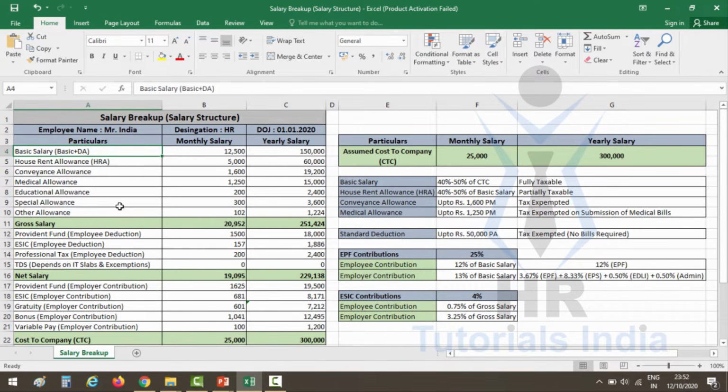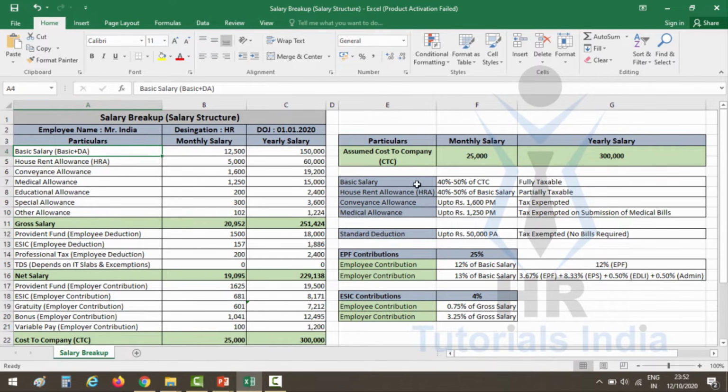I have taken a few salary breakups which are followed in most of the companies. Basic salary, in government companies, is calculated as basic salary and DA. But in most private companies, basic plus DA combined together is called basic salary. Then comes HRA, house rent allowance. Then comes conveyance allowance, medical allowance, educational allowance, special allowance and other allowances. Each component has its own contributions.